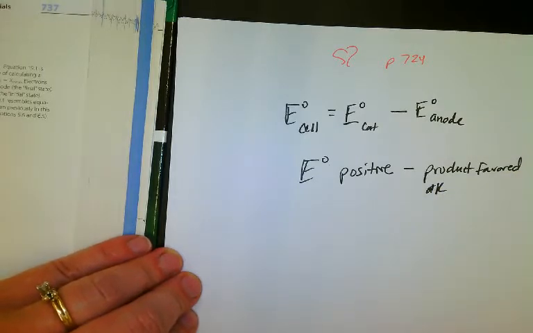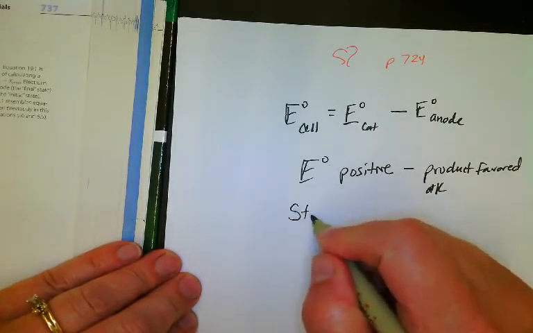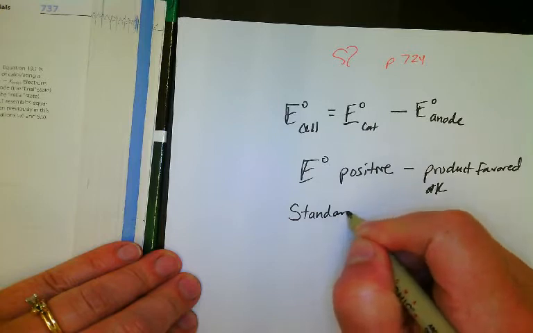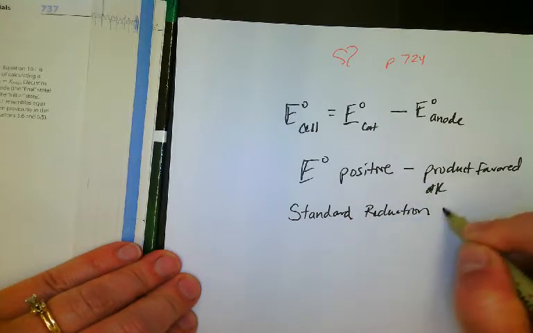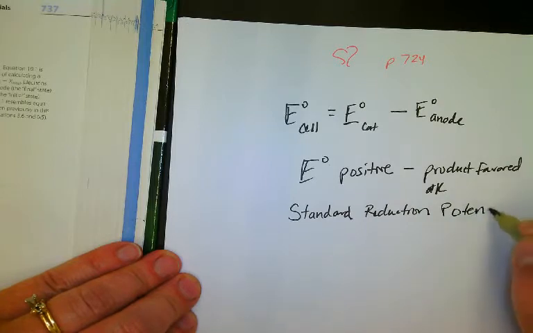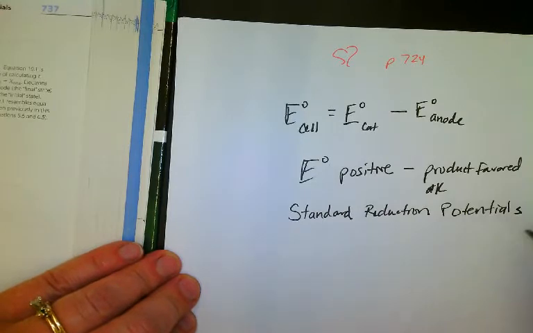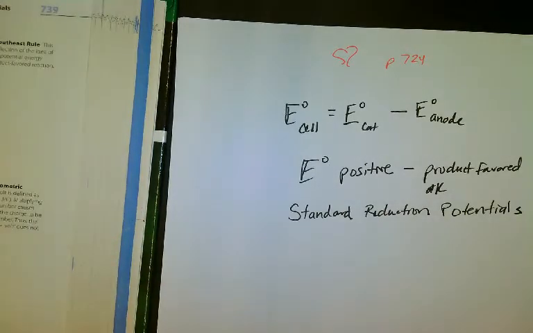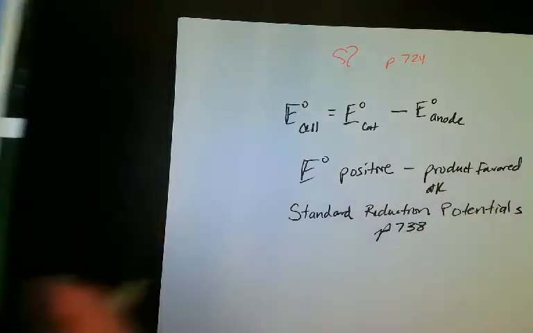product favored. And to do this, we use a standard reduction potential table. They'll give you these numbers, or you'll have to solve for them if they're given all the other variables on the AP Chem test. And this table is located on page 738 in your textbook, and it looks like this.